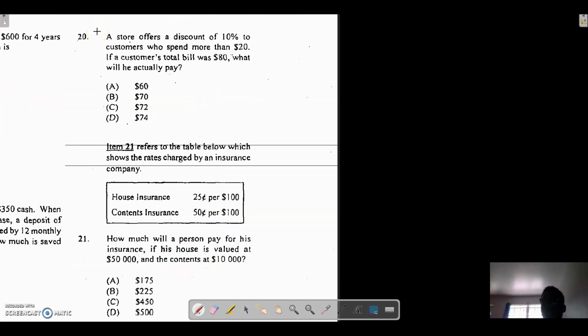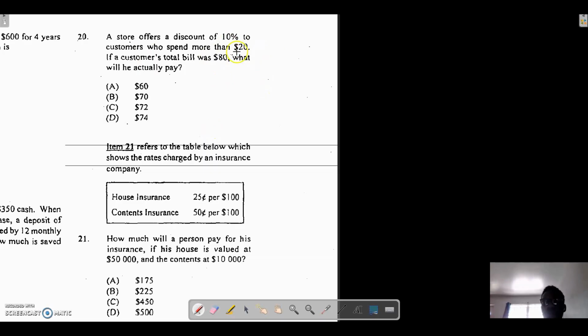Question 20. A store offers a discount of 10% to customers who spend more than $20. If a customer's total bill is 80, what will be his actual pay? So we established that 80 is more than 20, so you're supposed to get a 10% discount. In other words, you're going to pay 90% of what you should actually pay.